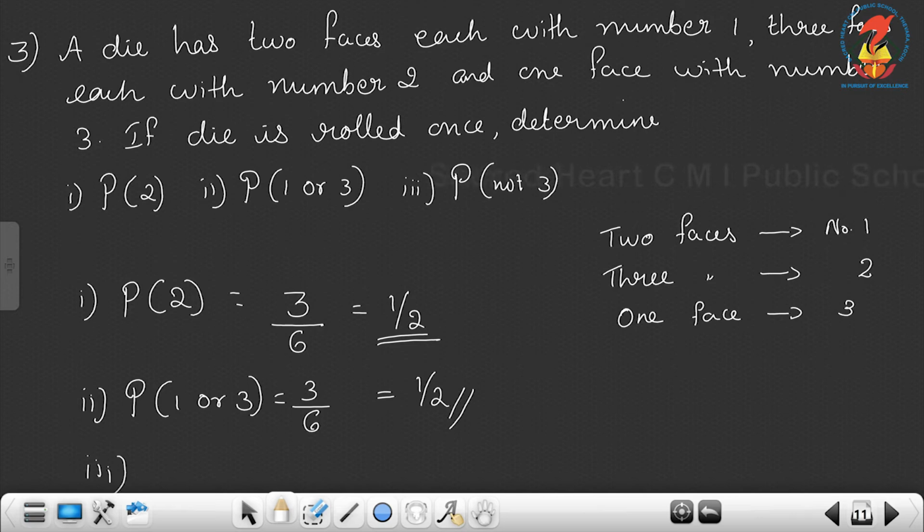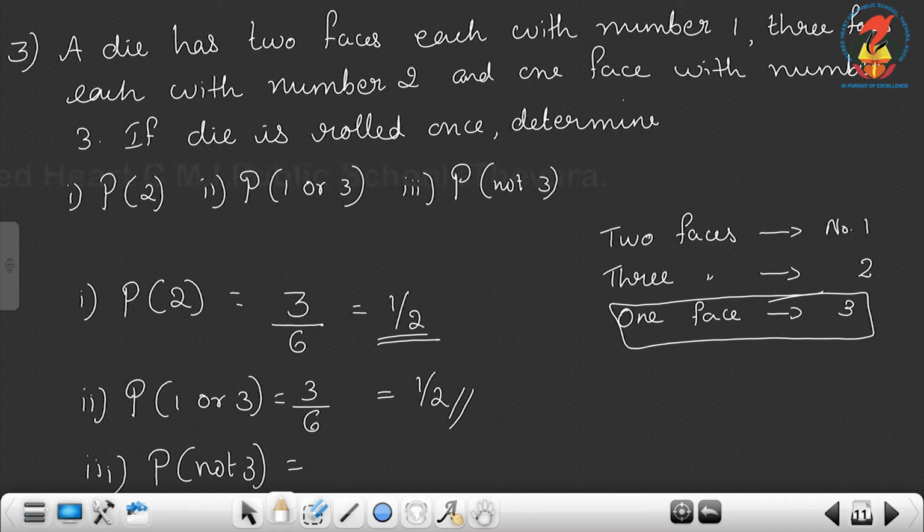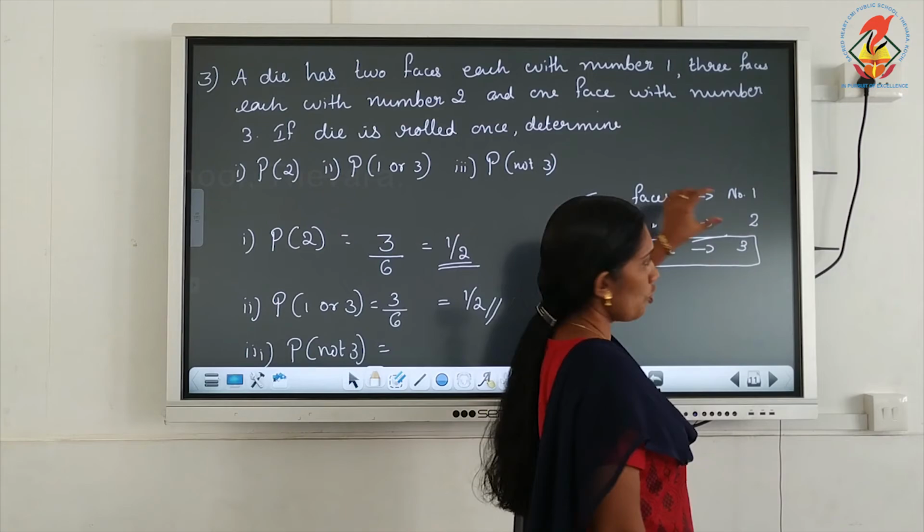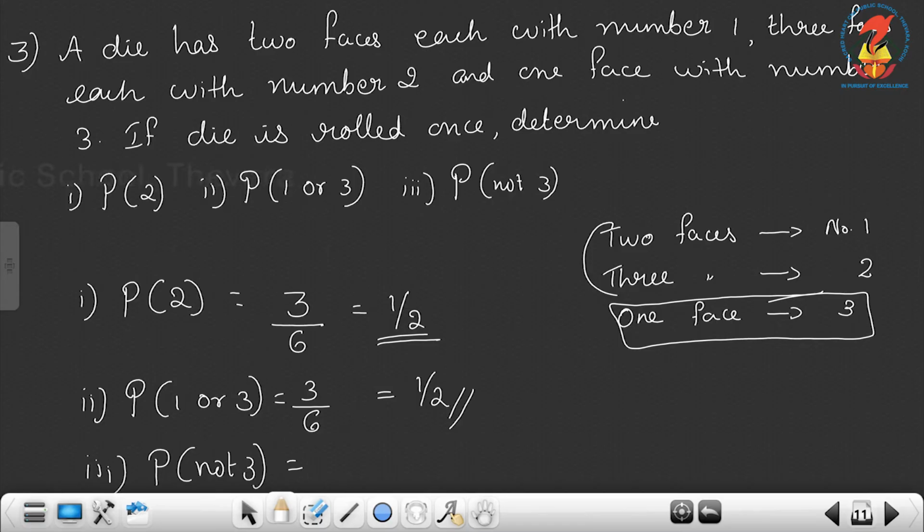that is 1 by 2. Now third one, P of not 3. That is other than 3. The other numbers, other than 3, means you can't take this case. So other numbers are 1 and 2. So favorable cases 2 plus 3, okay, so 5 cases by 6. It is 5 by 6 itself. Next.